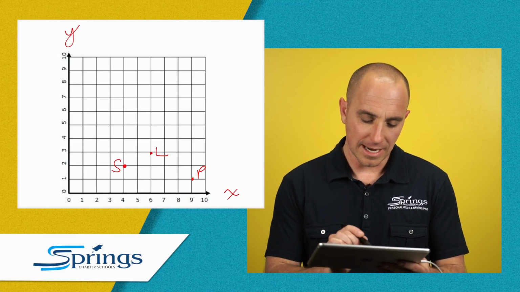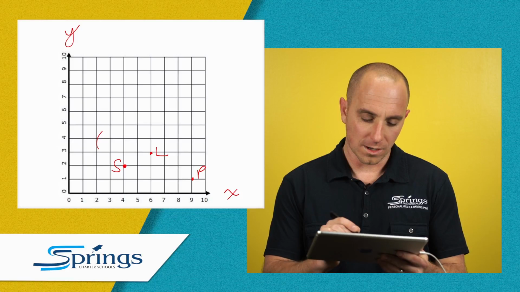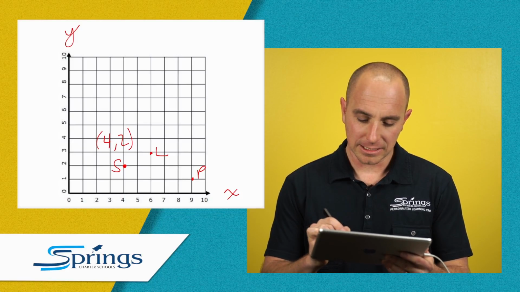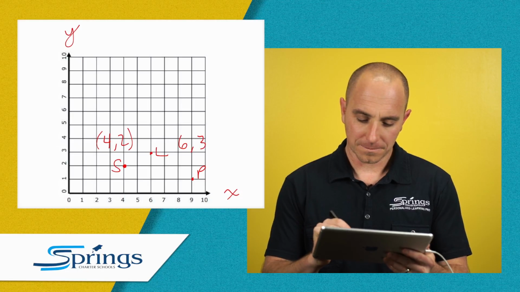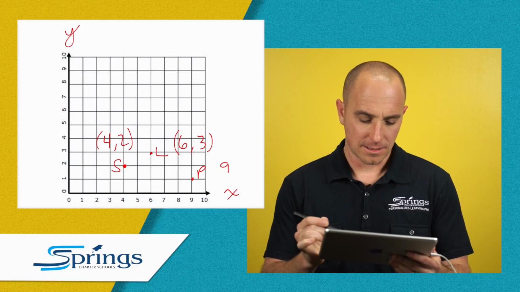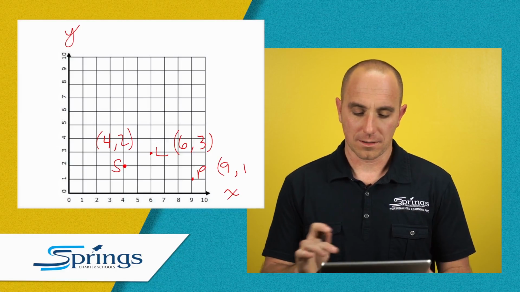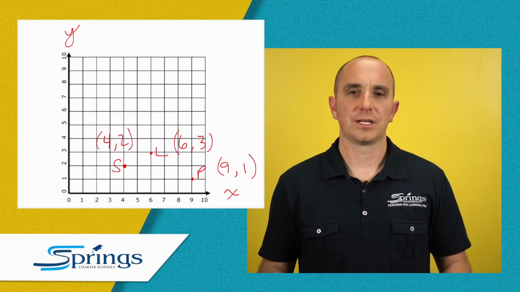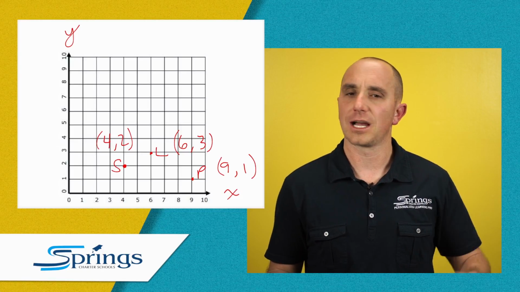So now let's go ahead and label our points. The S is going to be at, you can see, 4, 2. All right, we have our library at 6, 3. And then we have our park at 9, 1. So 9, 1.